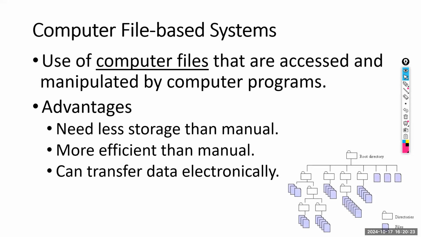And then came computer file-based systems. Right? So the 1950s, 60s, 70s. That was the main approach before databases came. So what happens is we keep data in files, but in computer data files, and applications access those data files.